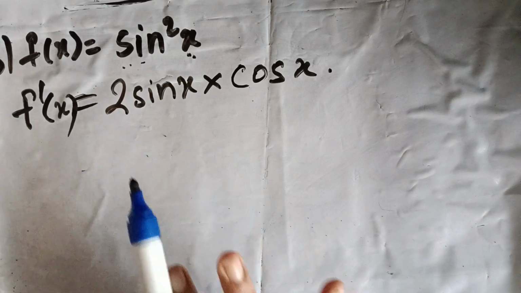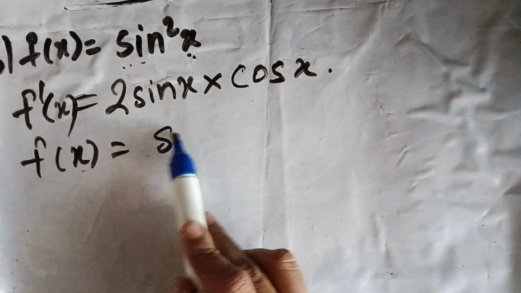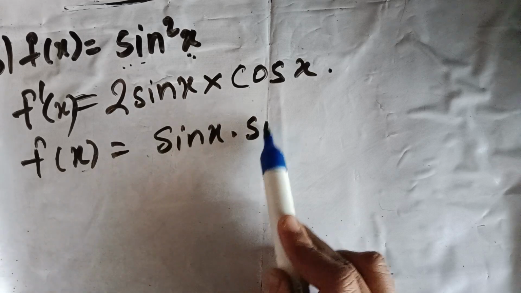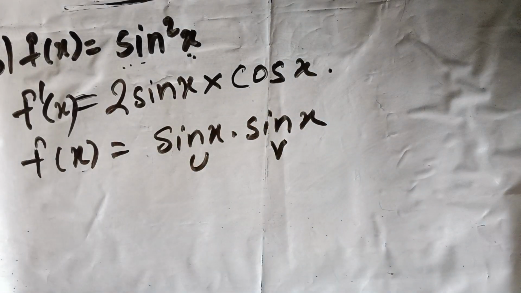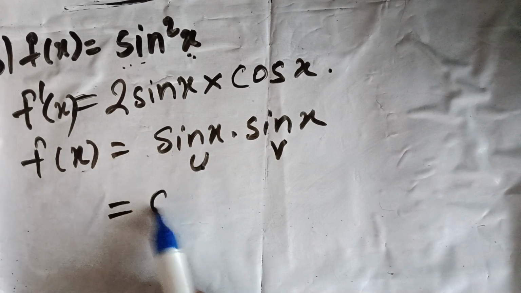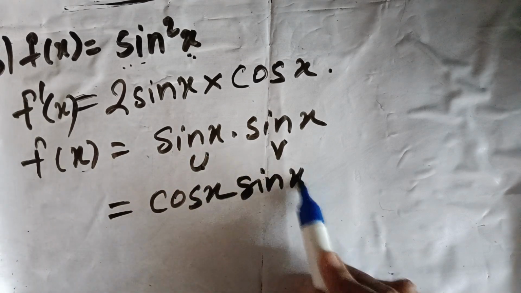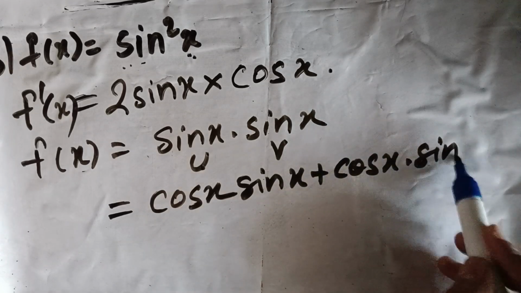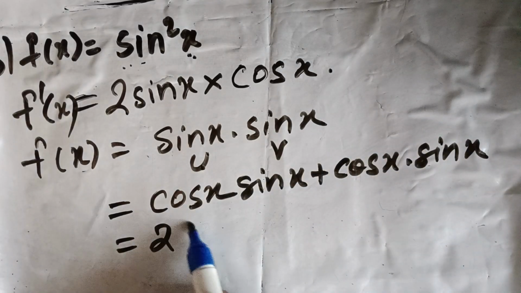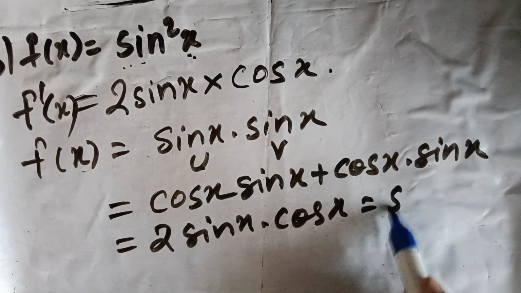Another way to do this is f of x. You have to write sine square x as sine of x into sine of x. So now this becomes u, this is v. So u dash cos of x into v plus v dash into u. So this is 2 times sine of x into cos of x, which is nothing but sine 2x.